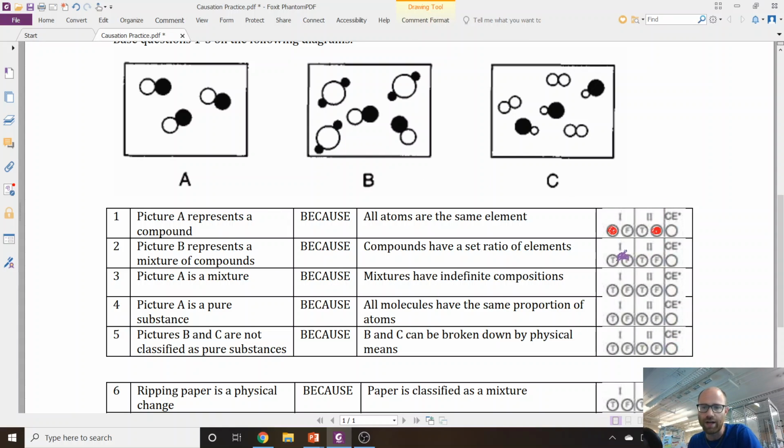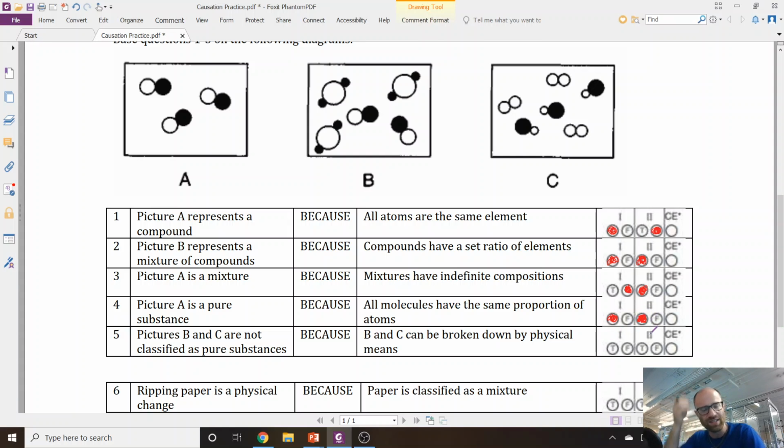B is a mixture of compounds. Yep. Compounds have a set ratio of elements. Yep. That doesn't tell me why it's a mixture of compounds. It just says that that's what's true of compounds. A is a mixture. Nope. Mixtures have indefinite compositions. Well, that's true. I mean, the ratios can vary. A is a pure substance. All molecules have the same proportion of atoms. So, yes.